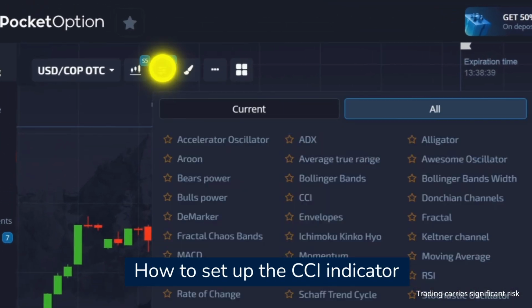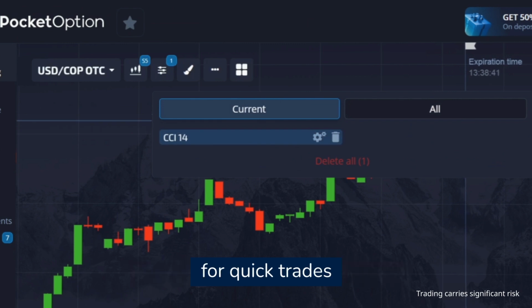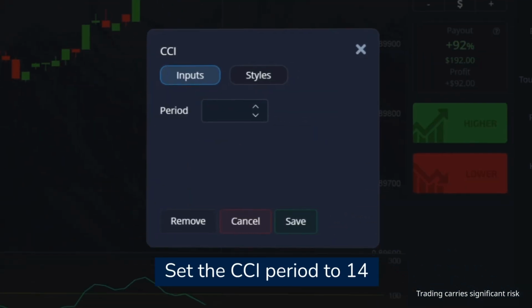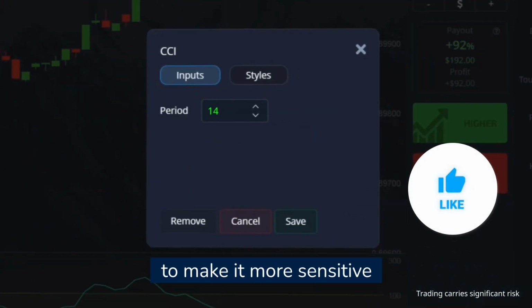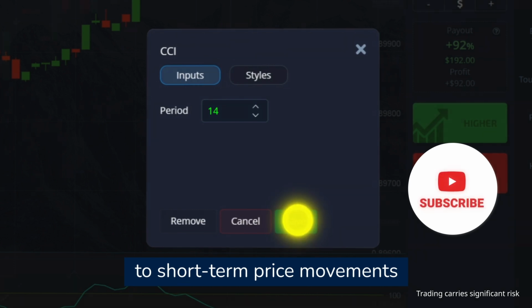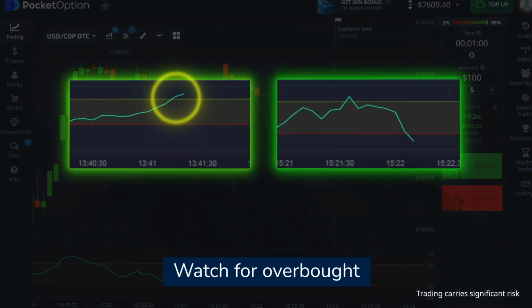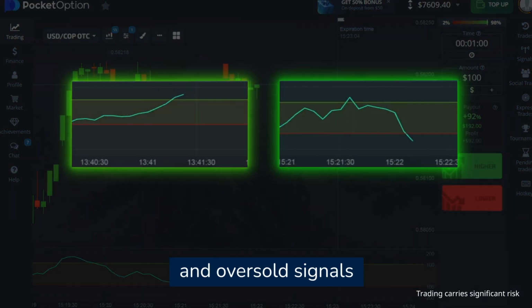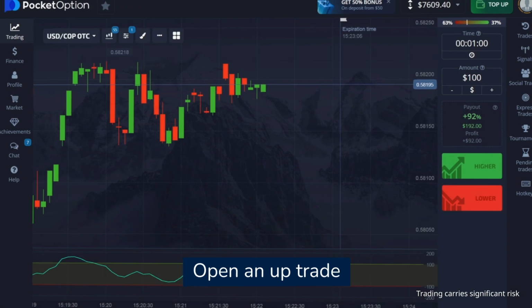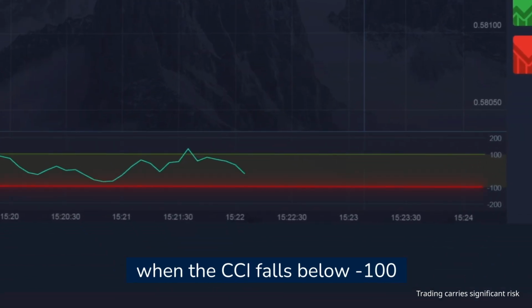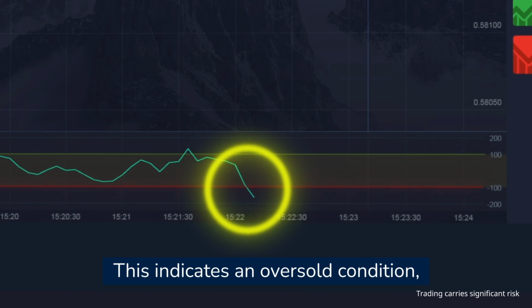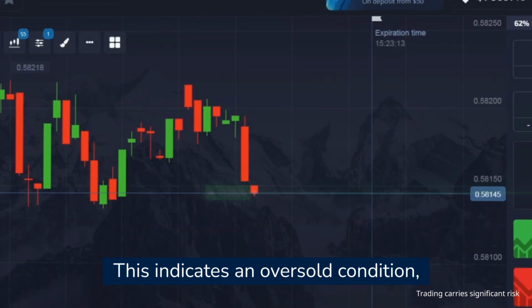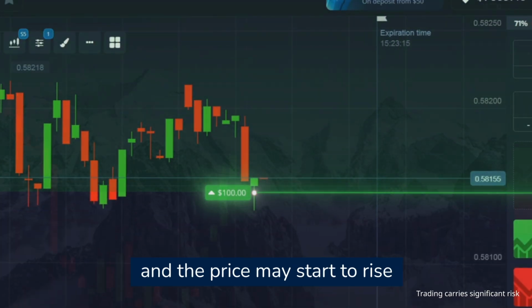How to set up the CCI indicator for quick trades. Set the CCI period to 14 to make it more sensitive to short-term price movements. Watch for overbought and oversold signals. Open an up trade when the CCI falls below -100. This indicates an oversold condition and the price may start to rise.